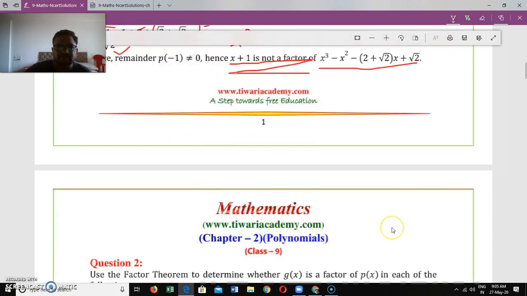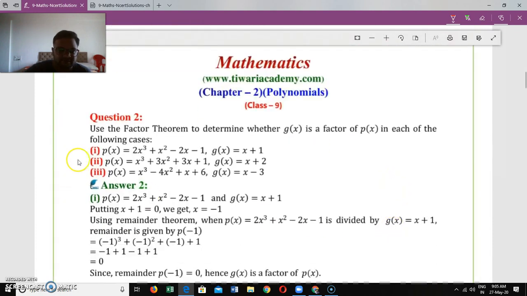Let's go with the second question. Here again, out of 3 questions, I will go with one of them. The question is, use the factor theorem to determine whether g of x is a factor of p of x. To know that g of x is a factor of p of x, we will bring this g of x equals to 0, and then we will find the value of x that will be used to keep in the given polynomial. Let's start with the third one.